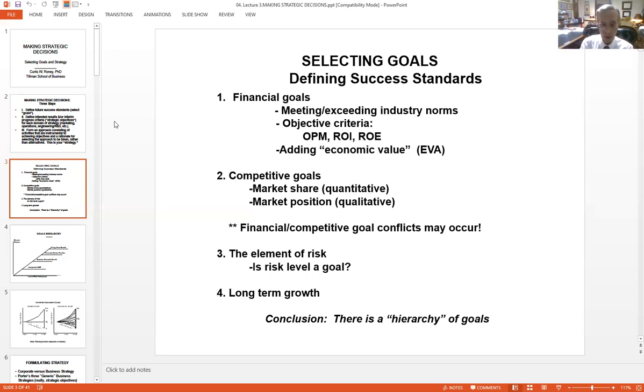Now, what can happen, and I should have a little graph here, I think I've used it earlier in the course, but you can imagine that as a firm becomes more successful in its competitive positioning and its market share goes up, so does return on investment or profitability. But at some point, we could reach a maximum.